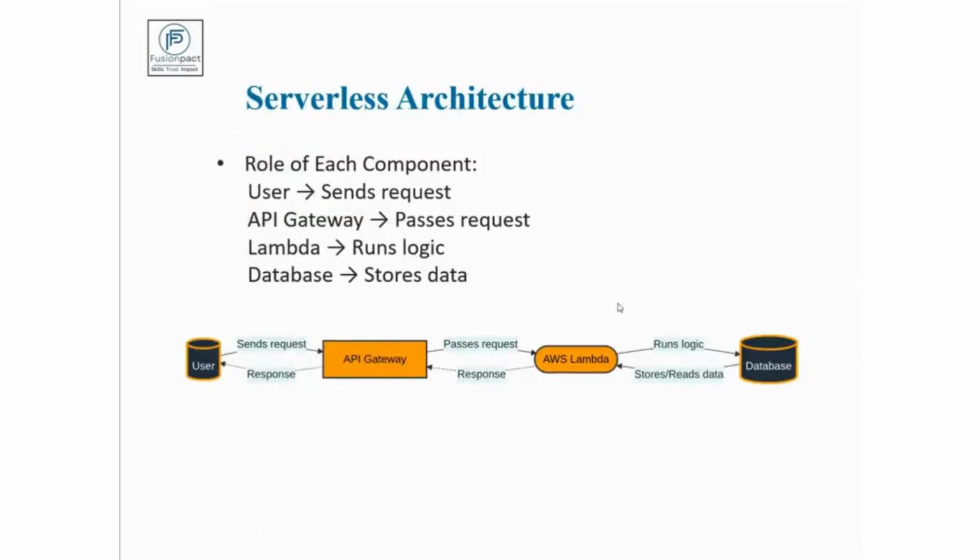Next, we'll understand the serverless architecture. When a user sends data, it first goes to API Gateway. API Gateway acts like a door that forwards the request to Lambda, which runs the code and performs the requested actions. If needed, it stores the data in the database. After the processing, the response is sent back to the user.